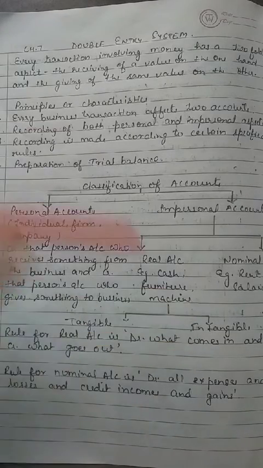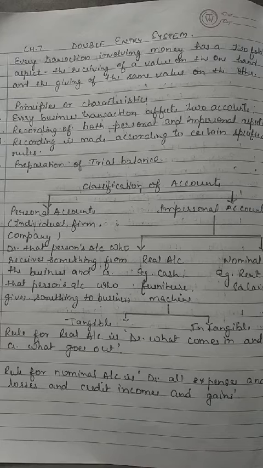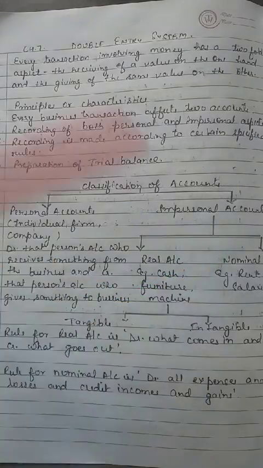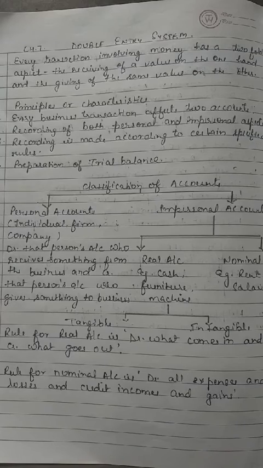Then we move on to intangible. These accounts represent things which cannot be touched, but of course they have some value in money. Examples can be goodwill account, patents account, trademarks account and copyrights account. Then we move on to the nominal account. What is that? These accounts include the accounts of all the expenses and incomes. The examples of nominal accounts relating to expenses are salary paid, rent paid, discount allowed, bad debts. The examples of nominal accounts relating to incomes are commission received, interest received, discount received.